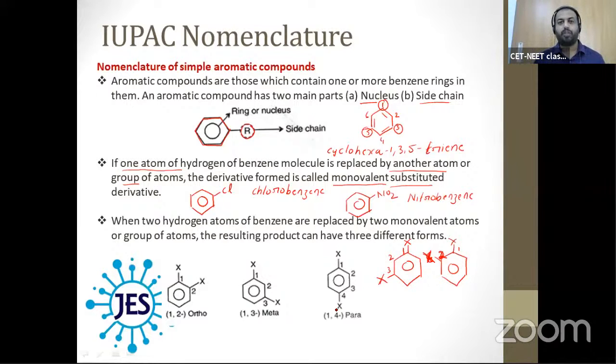Okay, so far we have learnt rules for naming straight chain alkanes, branched alkanes, alkenes and alkynes, compounds with one functional group, compounds with multiple functional groups, and aromatic compounds. We have now discussed rules for these many compounds. Let us now check out some multiple choice questions.